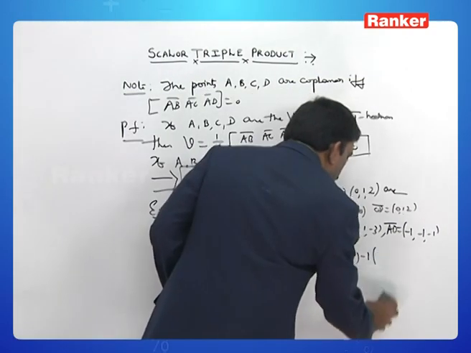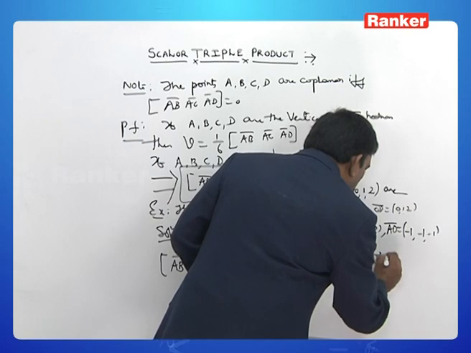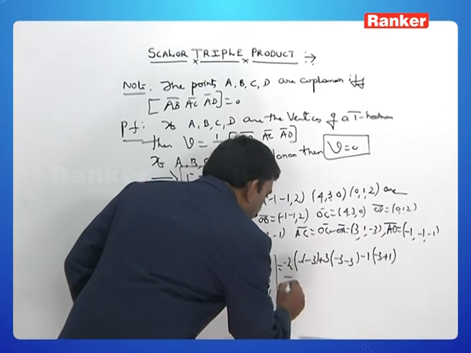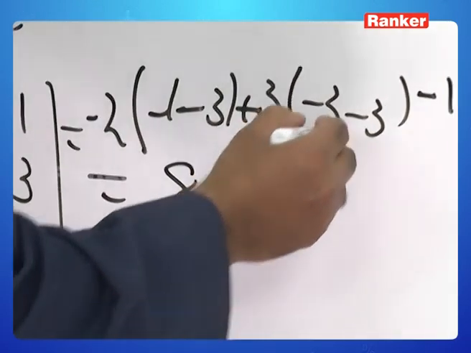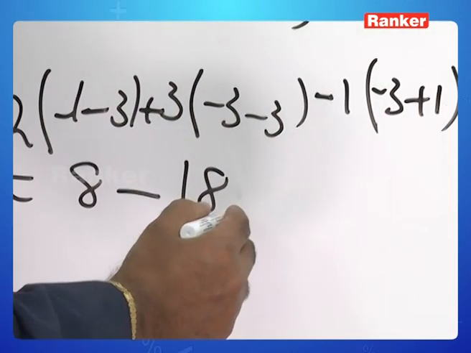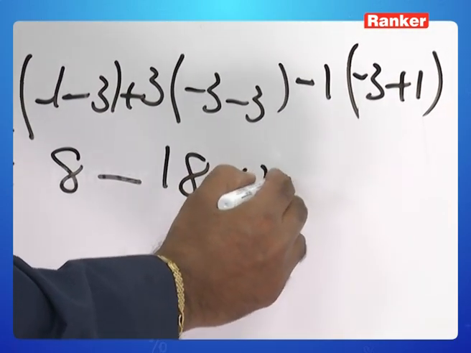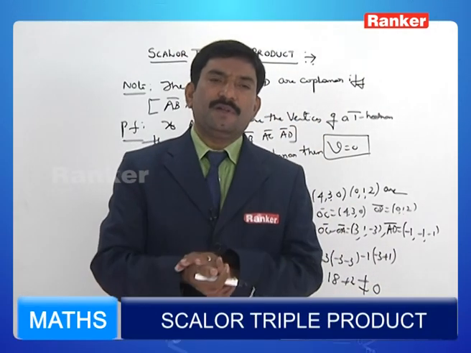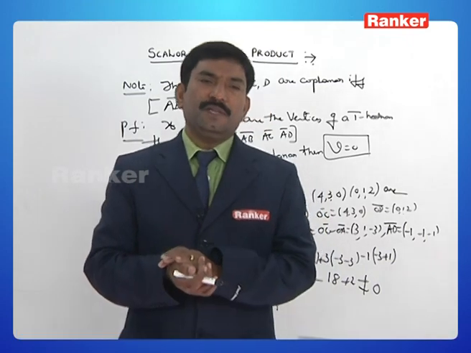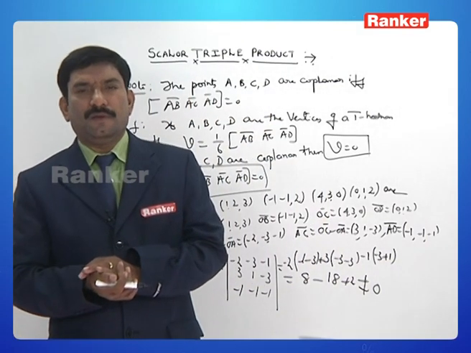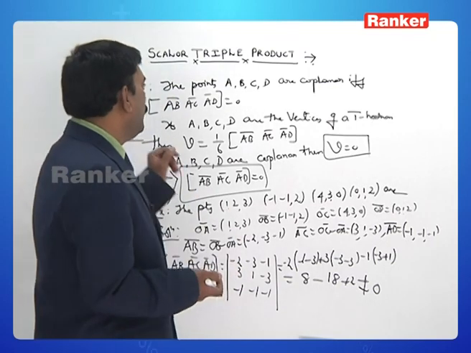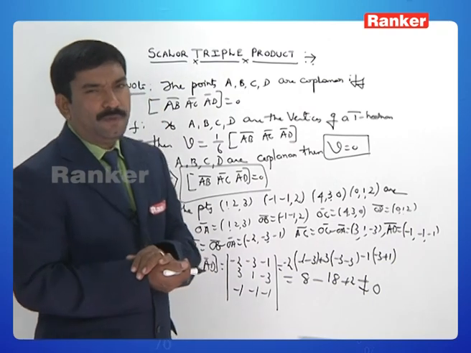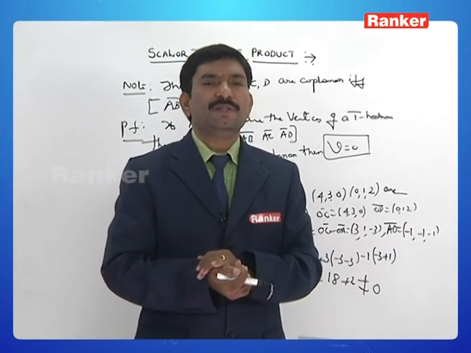I can write this as minus 3 plus 1, minus 3 plus 1. So now you expand. This becomes 8. This becomes what? 6. Minus 18. This becomes what? Plus 2. So therefore, this is not equal to 0. Therefore, the points capital A, B, C, D are what? Non-coplanar. If it is equal to 0, they are what? Coplanar. So hereafter, the points A, B, C, D are coplanar if and only if box of AB bar, AC bar, AD bar is equal to 0.